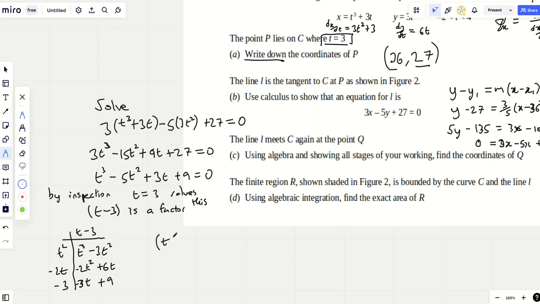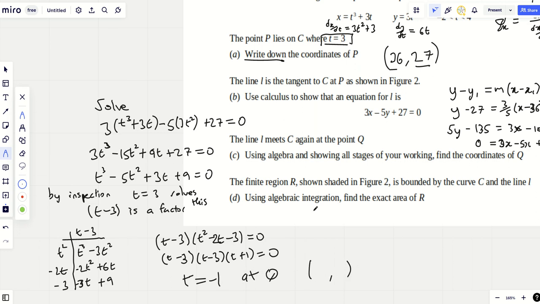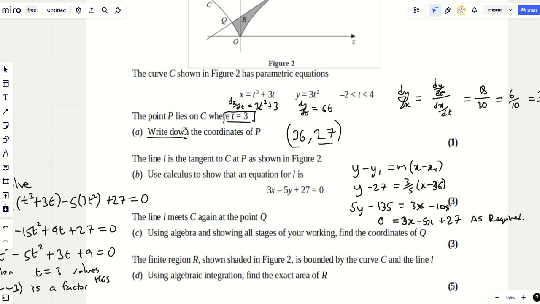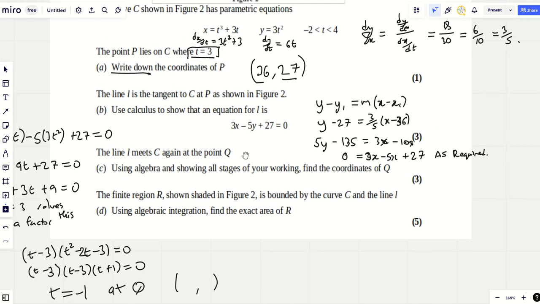And so we have t minus 3 multiplied by t squared minus 2t minus 3. And that gives us t minus 3 times by t minus 3 and t plus 1. And so t equals minus 1 must be at Q. And we want the coordinates, well, we just need to plug in minus 1 now. And we get minus 1 minus 3, which is minus 4 for x. And we're going to get minus 1 squared is 1 times 3, 3 for y.